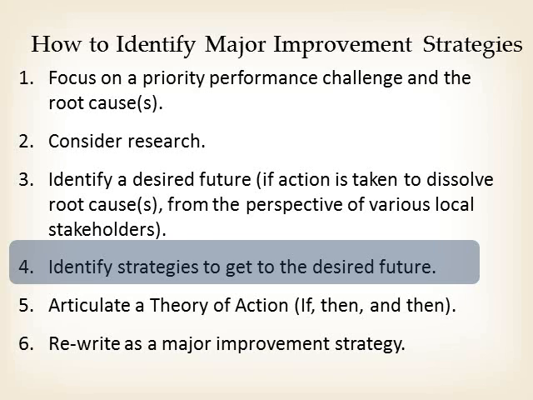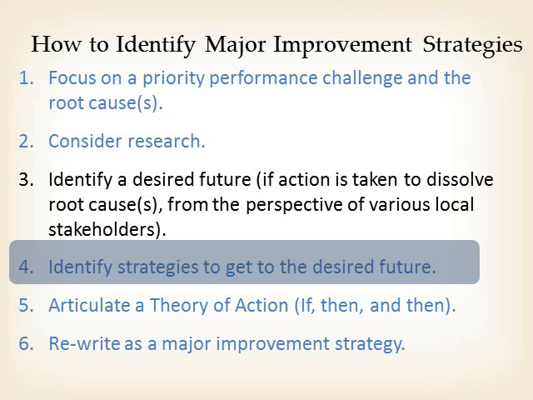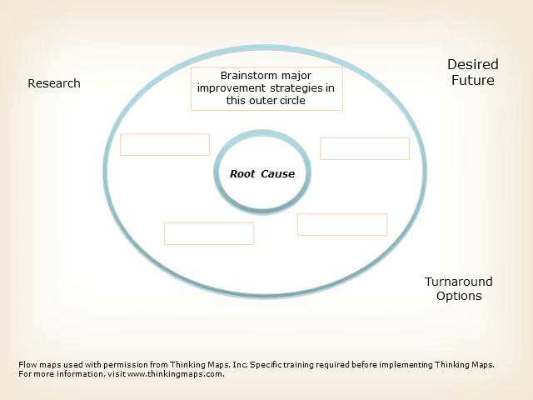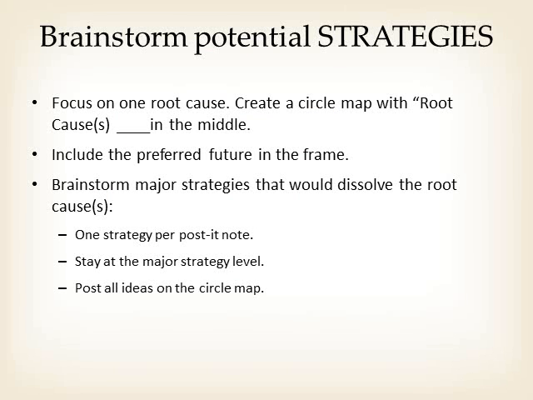Once the desired future has been described, planning teams can bring together the research with their desired future to identify major strategies that could get the school to the desired future. A circle map can help with this process. Using the circle map, place the root cause that the major improvement strategy should dissolve in the middle. In the frame of the map, include descriptions of the desired future, the relevant research, and if appropriate, the turnaround options. Follow rules of brainstorming with participants, putting one idea per post-it note.